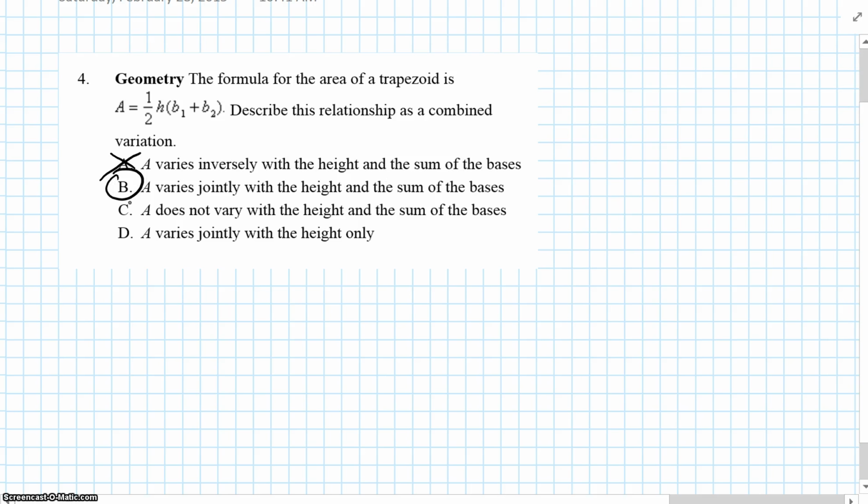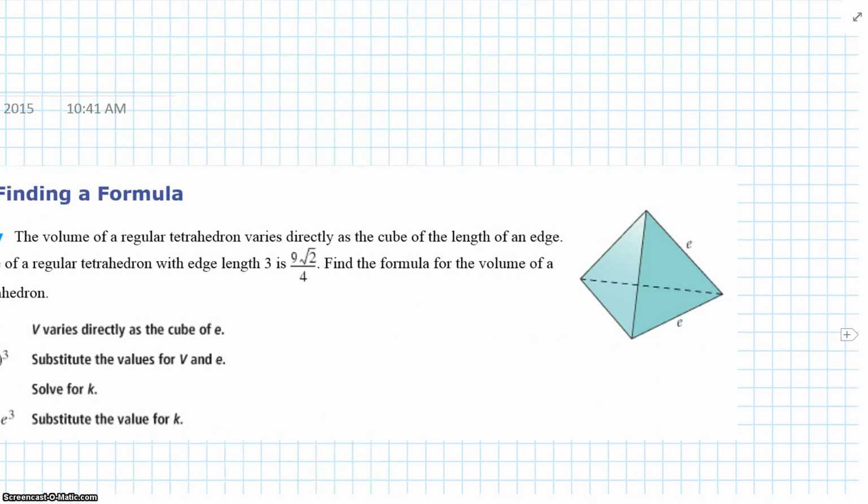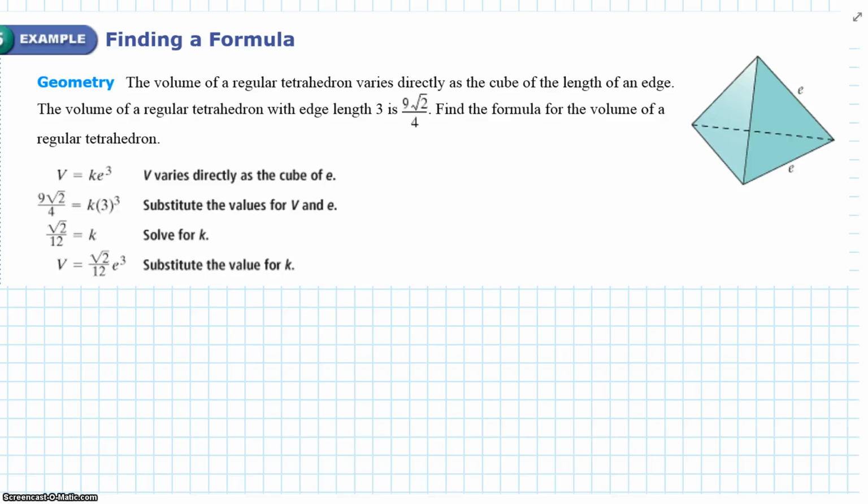That sounds pretty good. A does not vary. Okay, that's not true. And A varies jointly with the height only. That's not true. So we can say B. A varies jointly with the height and the sum of the bases. So that would be the height and the sum of the bases. Excellent.